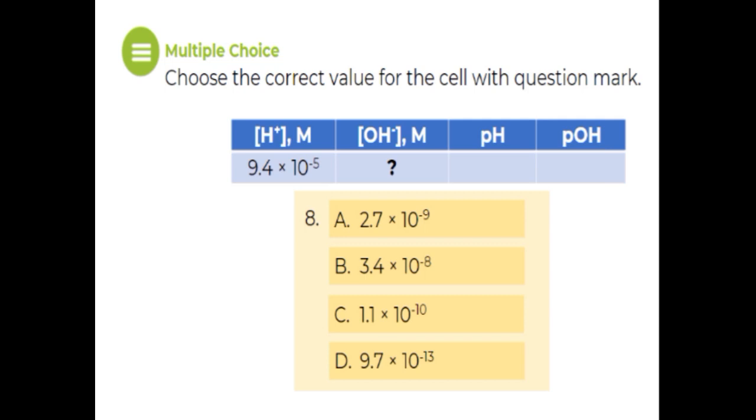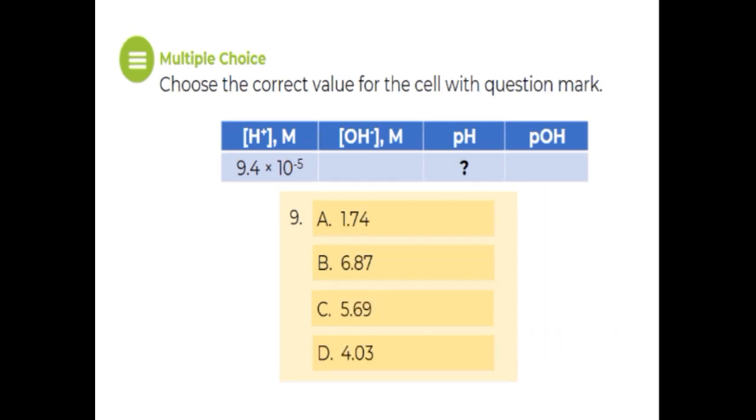Number 8. Choose the correct value for the cell with question mark. Letter A. 2.7 times 10 raised to negative 9. B. 3.4 times 10 raised to negative 8. C. 1.1 times 10 raised to the negative 10. Or letter D. 9.7 times 10 raised to negative 13.